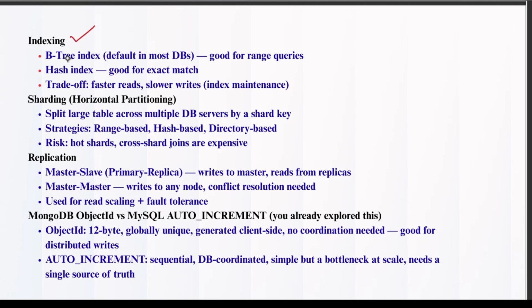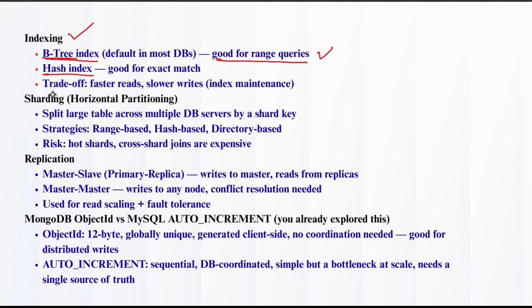The first one is indexing. You need to make sure you have the B-tree index, the default in most DBs, which is good for range queries. If you want faster queries and all that, we also have something known as hash indexes. Trade-offs and all that we need to take into consideration. Another thing we need to consider is sharding, which is horizontal partitioning. Split large tables across multiple database servers by the shard key. This is one important point.